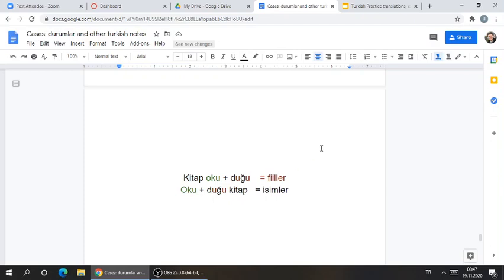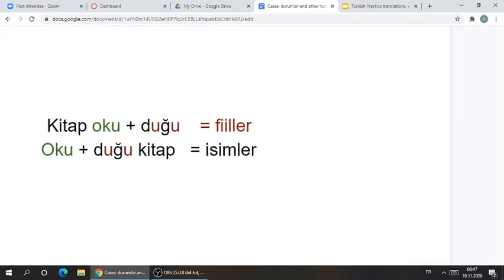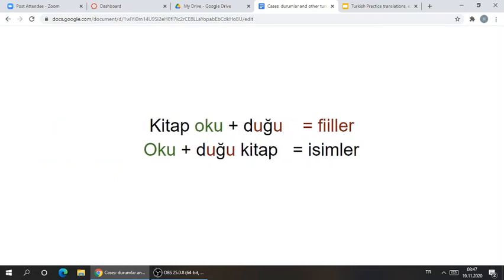Hello and welcome to this video on verbal nominalizations. İsim fiiller. As you can see on the screen here, we have the formula for verbal nominalizations for both verbs and for nouns. So on the top, we have the formula for fiiller, verbs. When do you use this? Let's look at the meaning and the form.